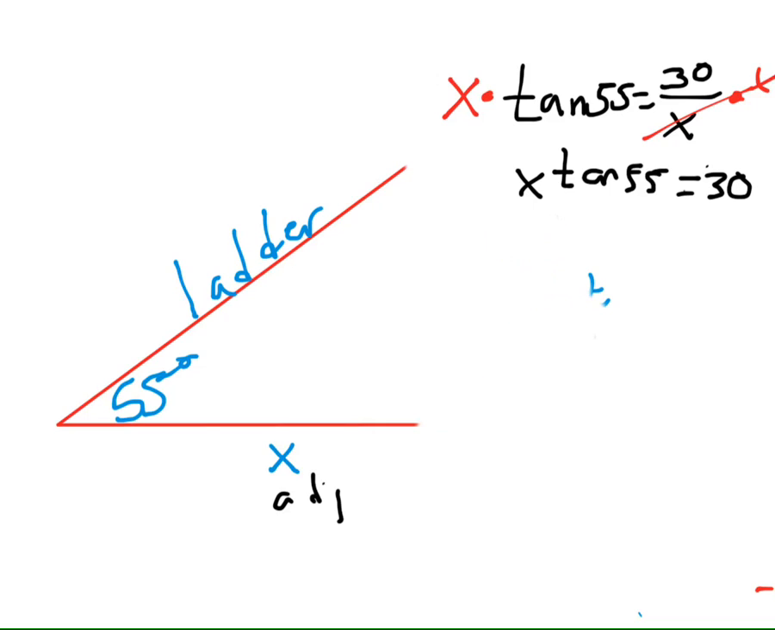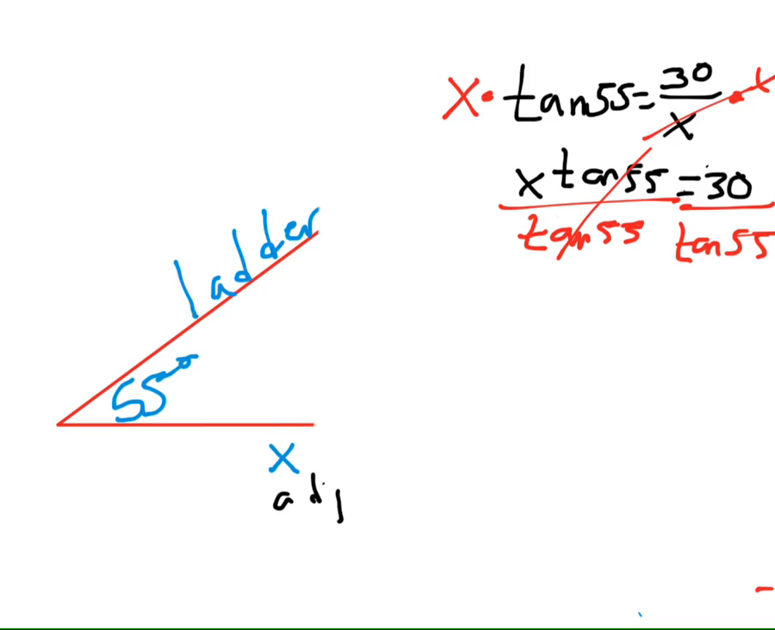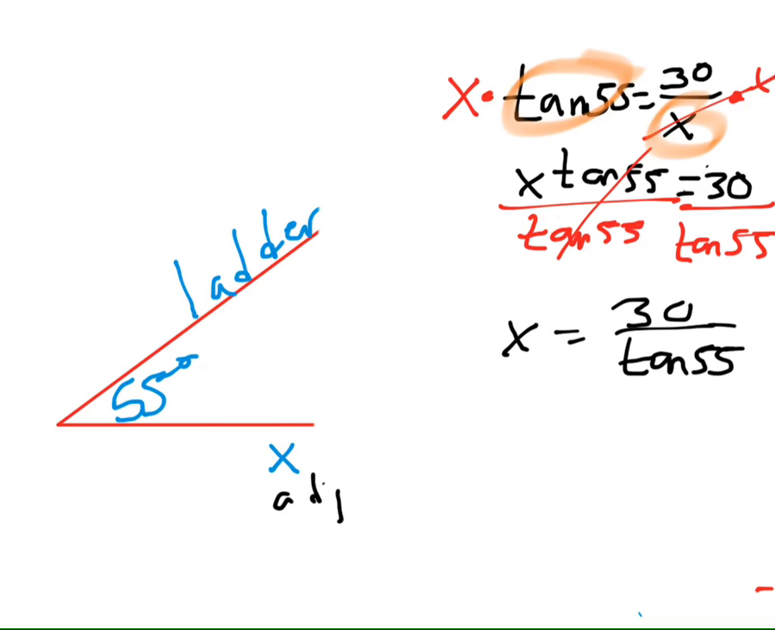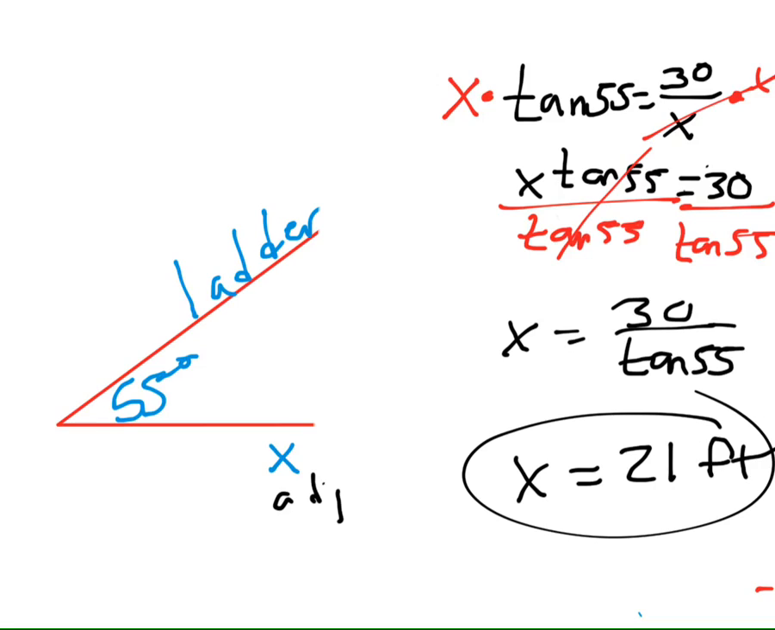And then to solve for x, I need to get rid of this multiplication by tangent of 55. So I would then divide this side by tangent of 55 and divide this side by tangent of 55. So I'll be left with x equals 30 divided by tangent of 55. You'll notice one little trick you can use. Whenever the variable's in the denominator like this, all you do is switch out the tangent 55 and x to solve for it. But this is showing all our work to get to that point. So on your calculator, you want to do 30 divided by tangent of 55 to get x equals 21 feet.